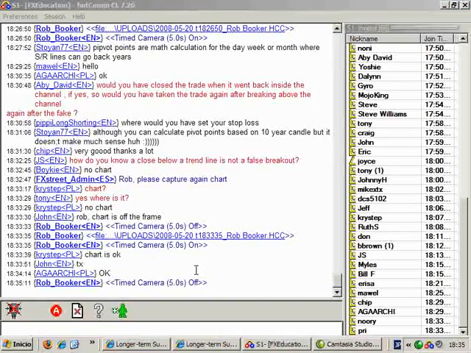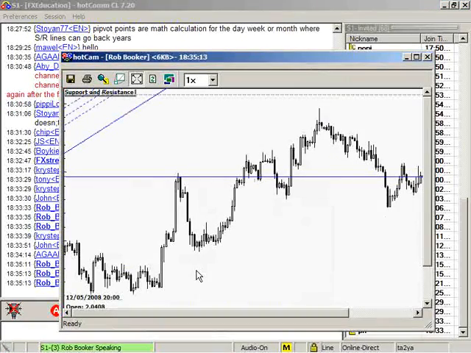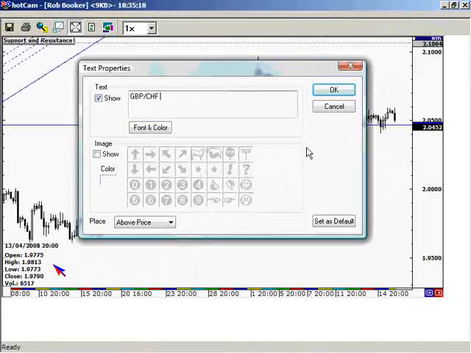All right, let's move on to the next one. This is the pound Swiss. I'm going to turn it off and turn it back on again. This is the pound Swiss 4 hour.